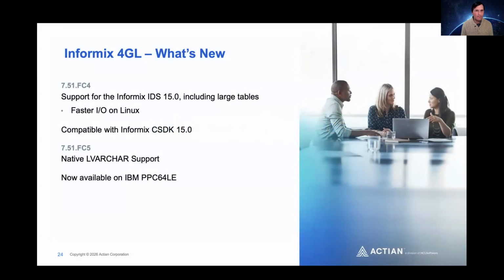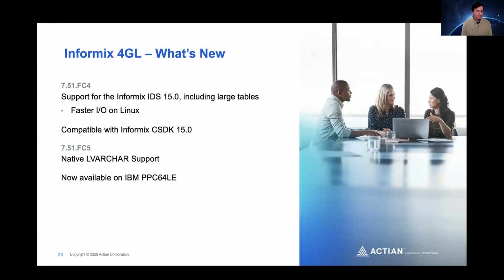So the game-changing moment was version 15 of the engine. In that version, we went to a much larger row ID by default, and so all of our client code and ODBC and JDBC code needed a fair amount of work to get them to understand this new row ID. The same was true for 4GL. Last spring, I think it was, we released 751 FC4 of 4GL, and that understood the version 15 structures and the new row ID and was fully compatible with version 15. And you could create or access large tables with that version of 4GL, and that was great.